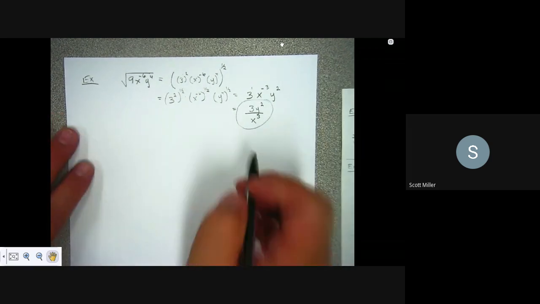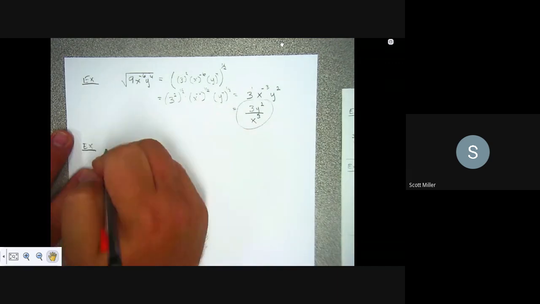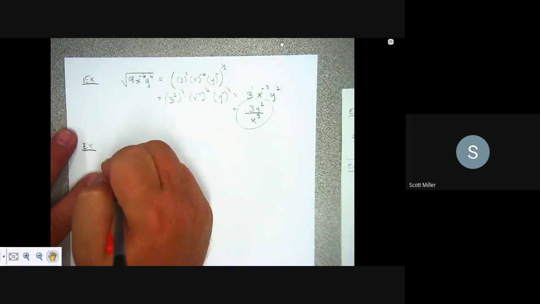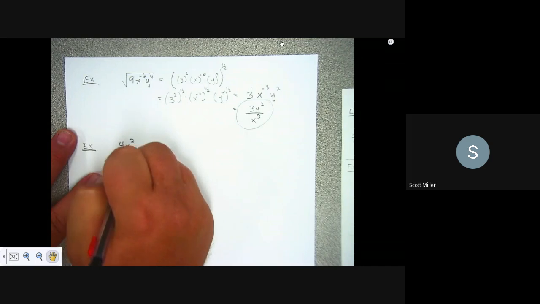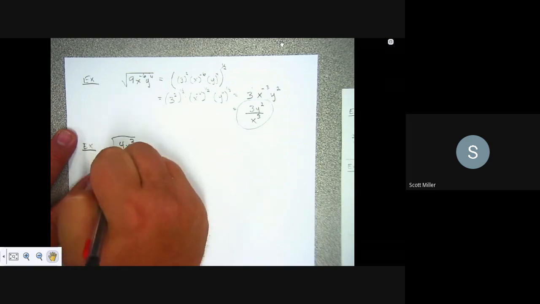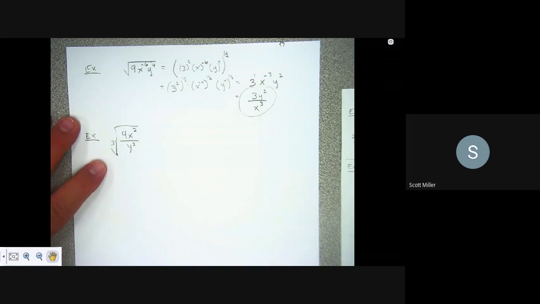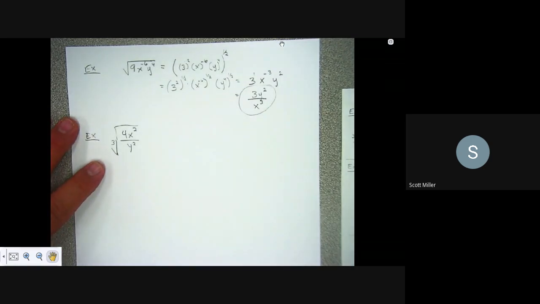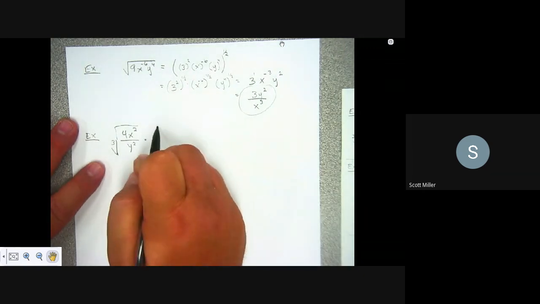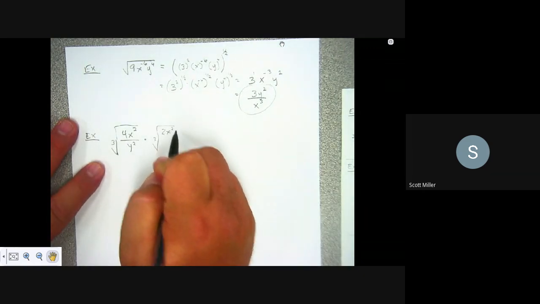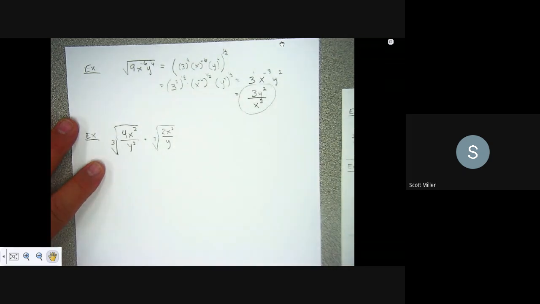Let me show you this one. What if I have, let's do this one, 4x squared y squared, and the cube root of that. I have something else there too, sorry. Times, and we'll do the cube root of 2x squared y. So how do I simplify that?